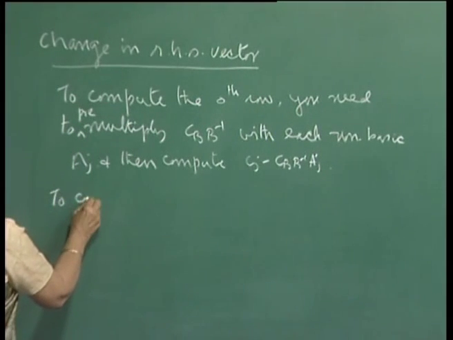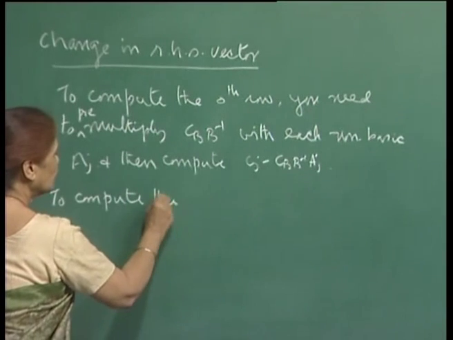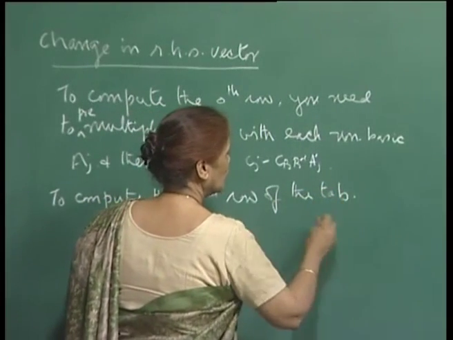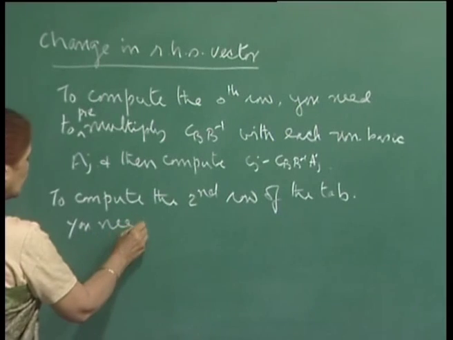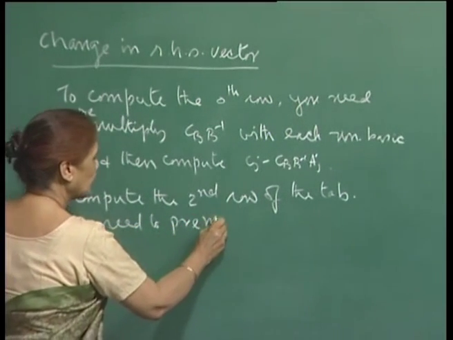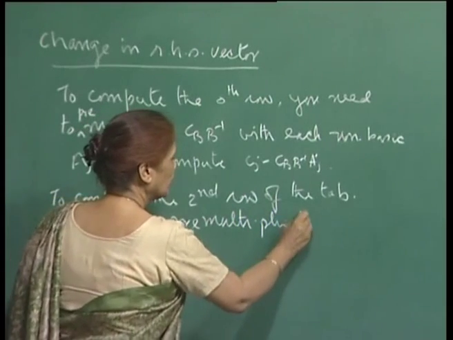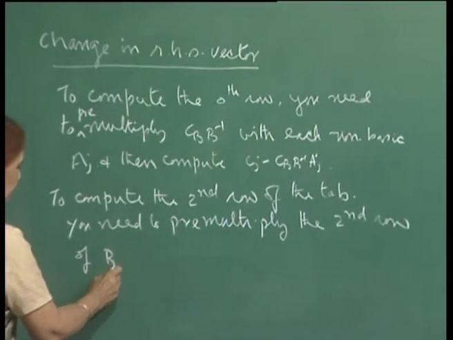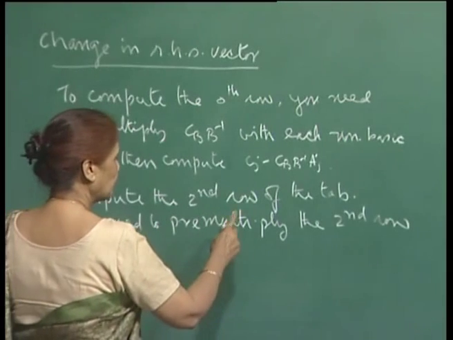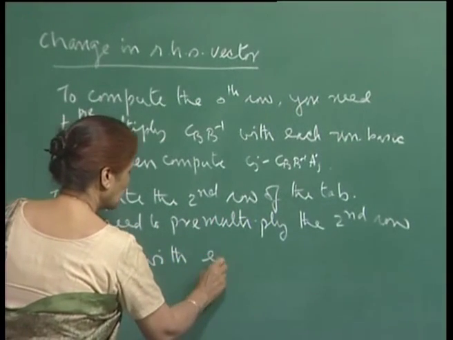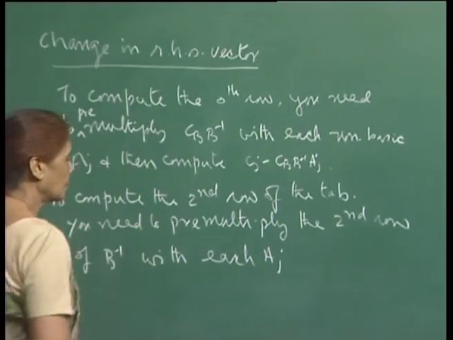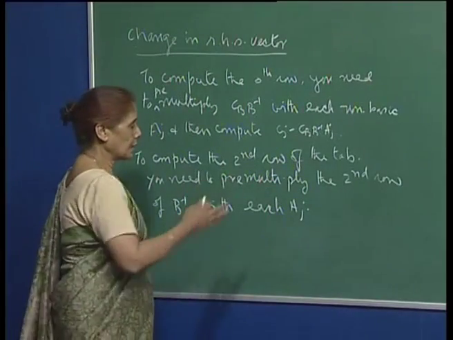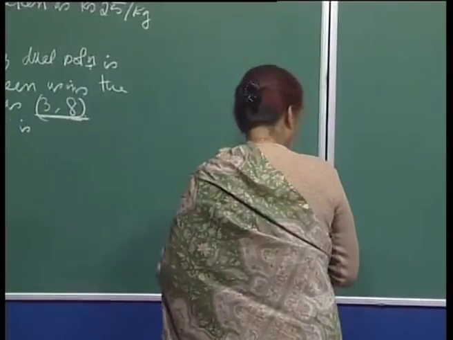To compute the second row of the tableau, you need to pre-multiply the second row of B inverse, which is again available to you. You need to pre-multiply the second row with each Aj corresponding to the non-basic variable, right. So, once you have the second row and the top row, then you can take the ratios and determine the incoming variable. And now, let us continue.